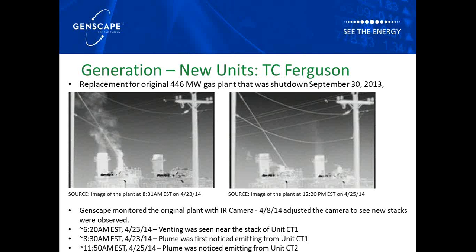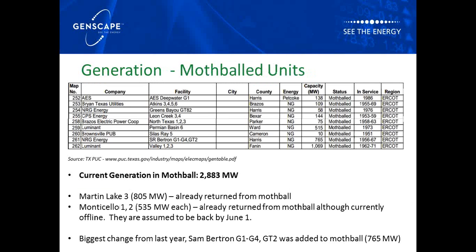So on the 23rd, we did see some venting near the stack of CT number 1. Later on that day, we actually noticed a plume, and then 2 days later, we noticed another plume emitting from the stack of CT number 2. CT number 1 being on the left, CT number 2 being on the right. So these plumes indicate that both are actually being tested ahead of that COD, which is scheduled for June and July.